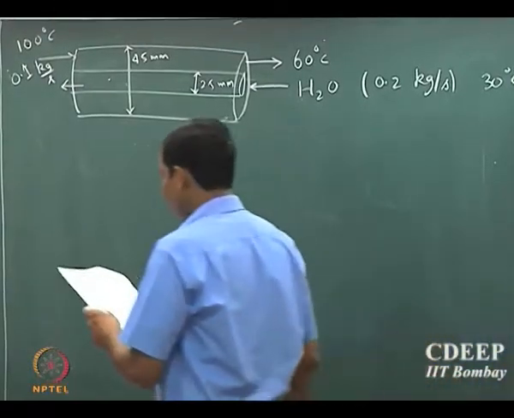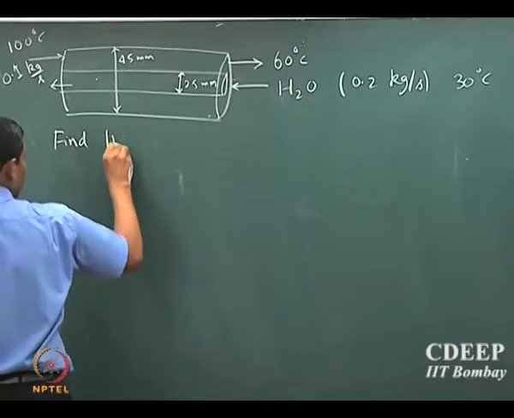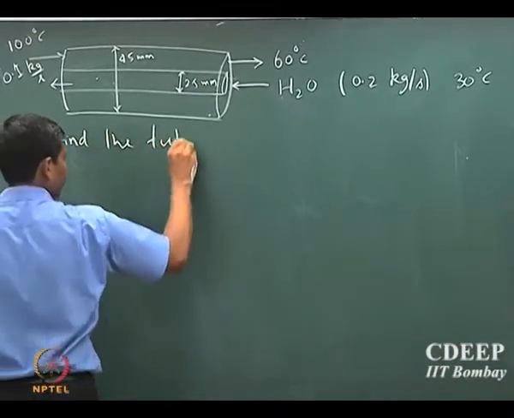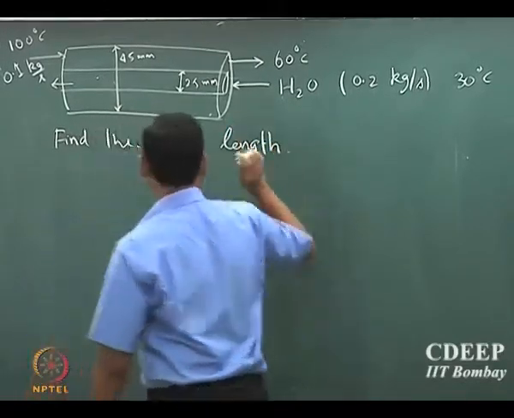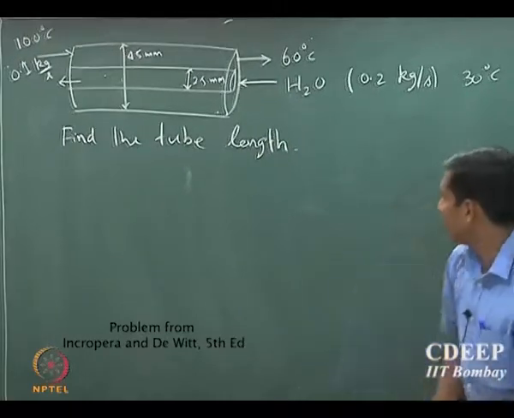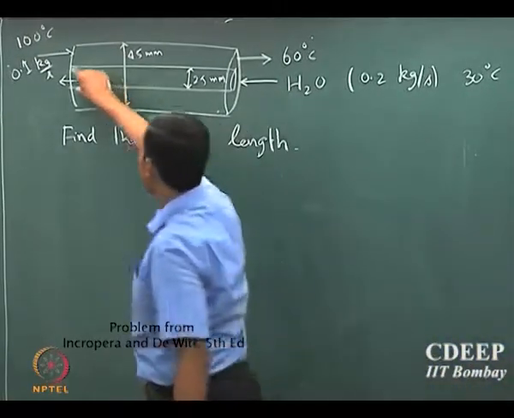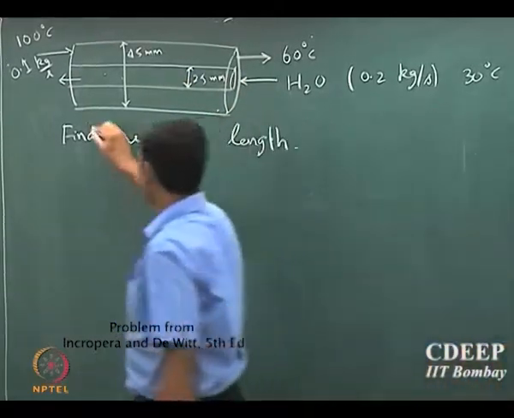We will come to that later. So the question is, find the tube length. So how do we address this problem? We need to find the tube length. We need to find the length of the heat exchanger. So that is L, that is what we need to find.